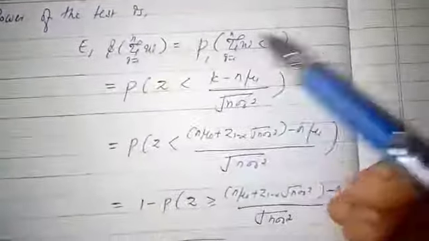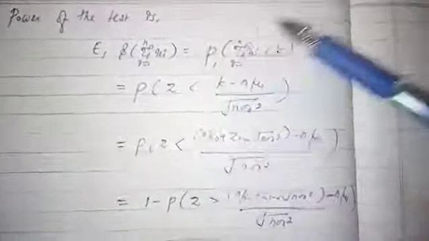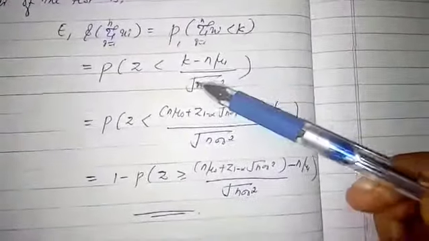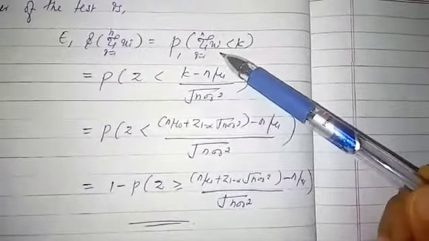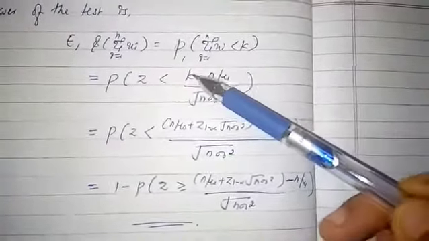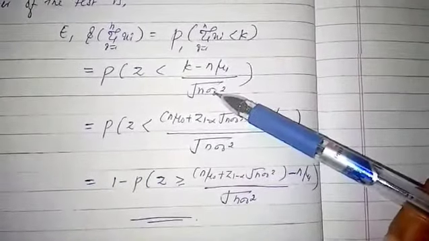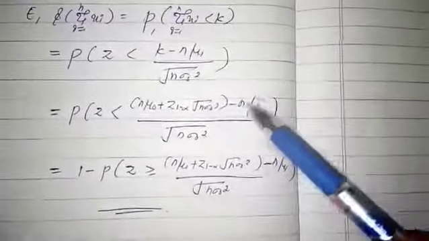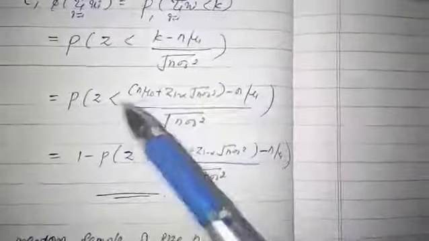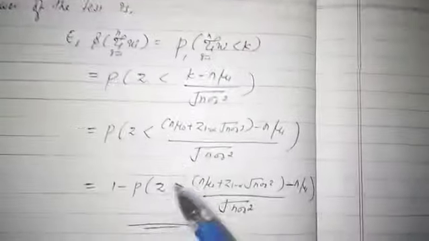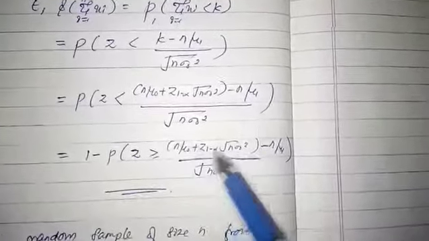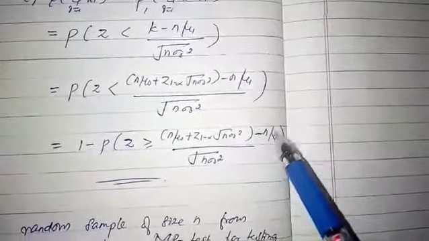After finding the value of k, we have to find the power of the test. Similarly, we make this summation xi term a standard normal, that is the random variable minus its mean divided by the standard deviation. Then the power of the test is 1 minus probability of z greater equal to the k value minus n mu 1 divided by square root of n sigma naught square. Then we'll go to the next problem.